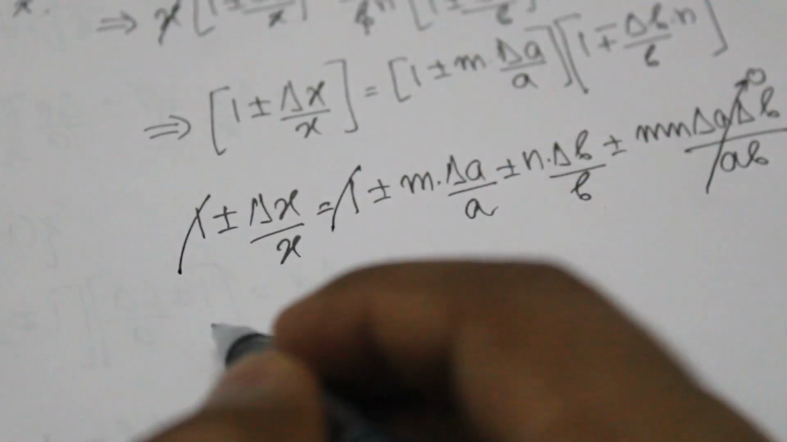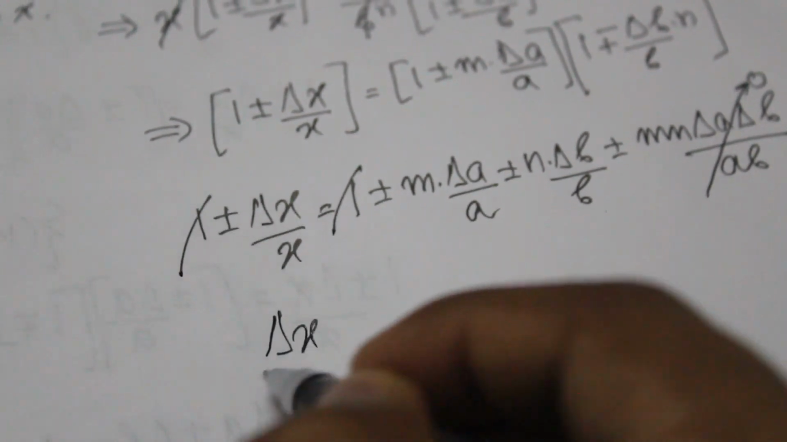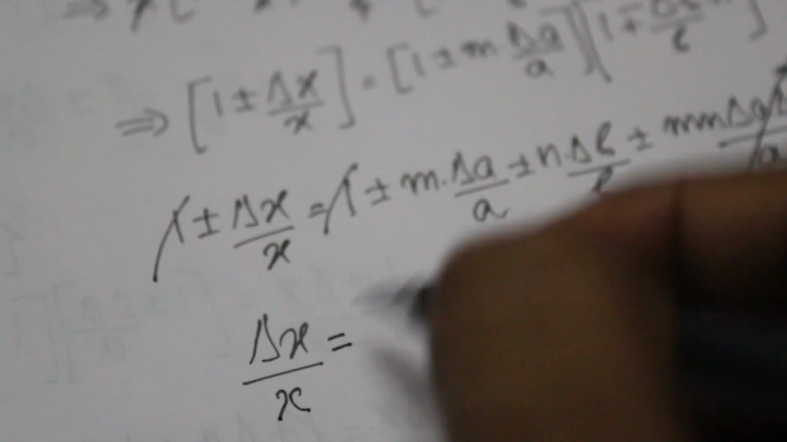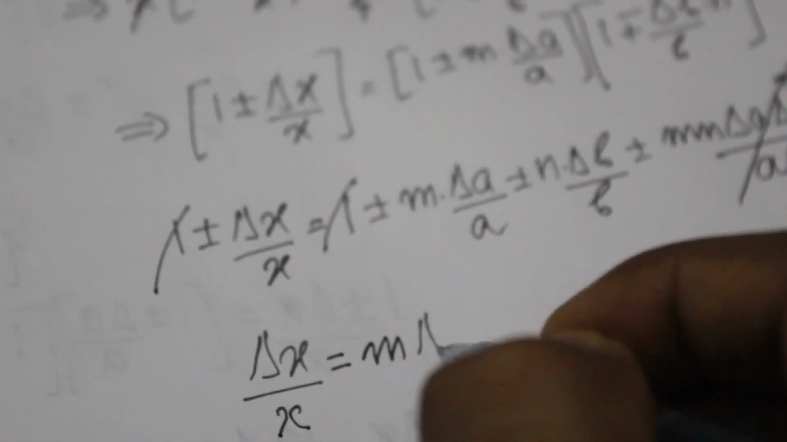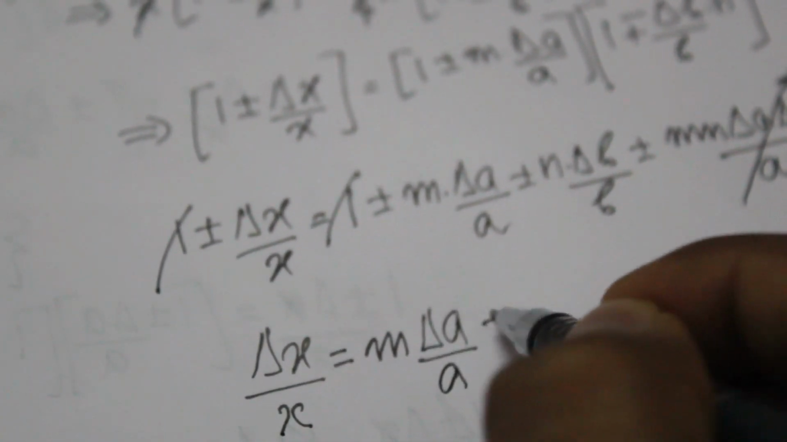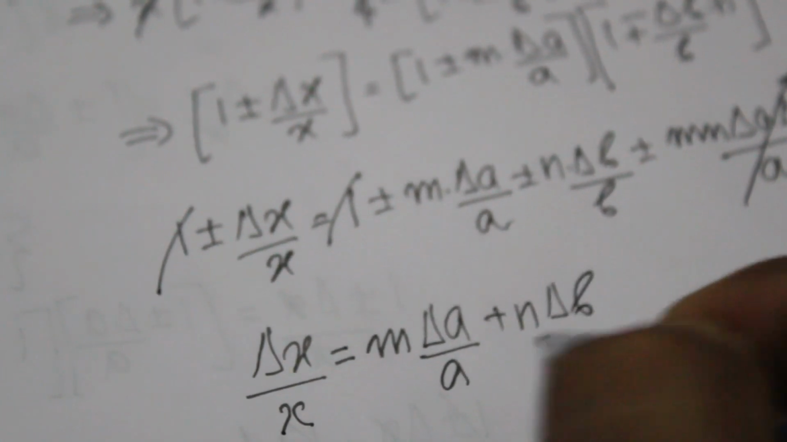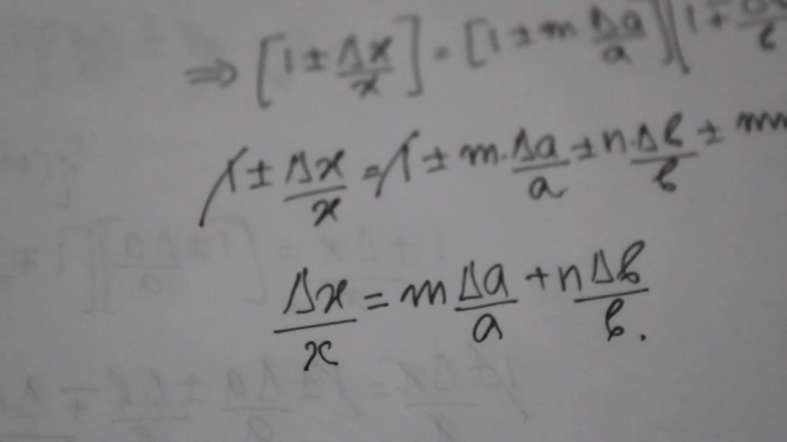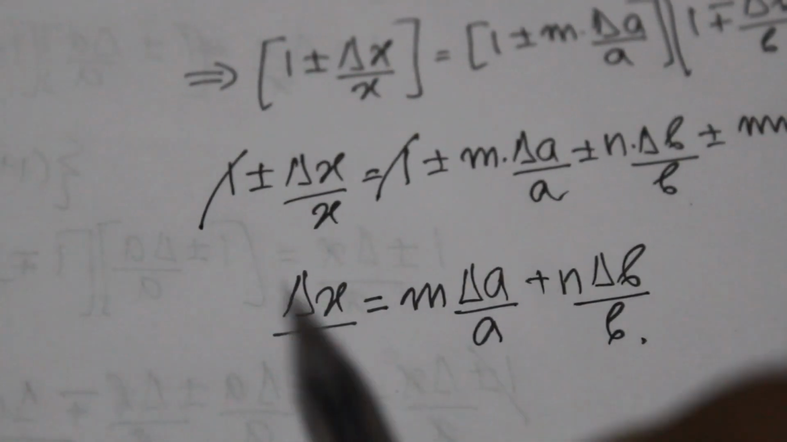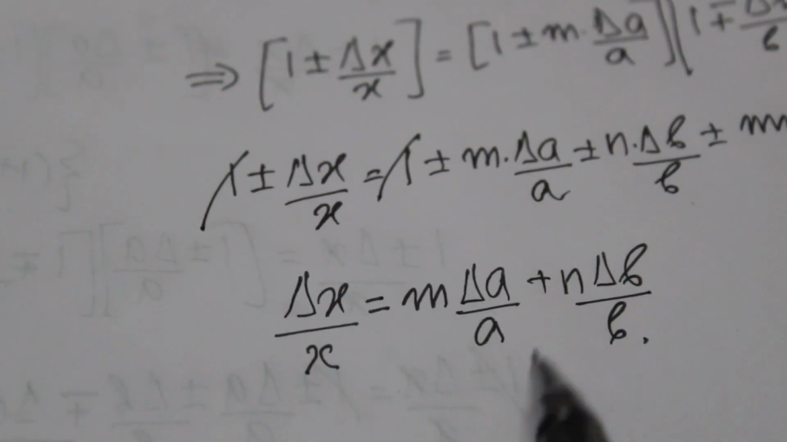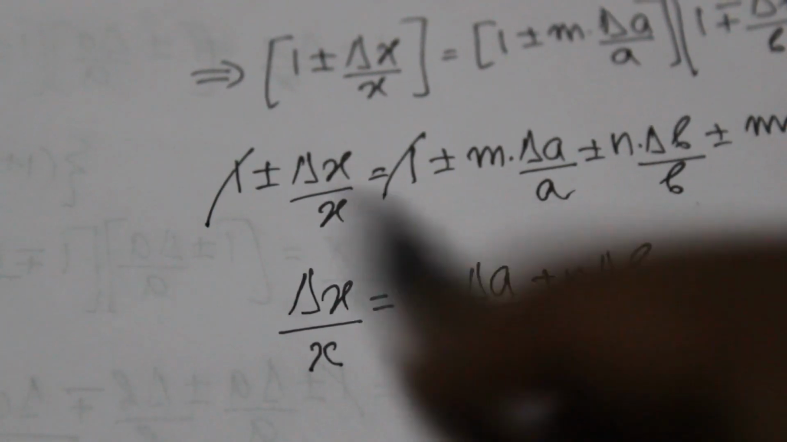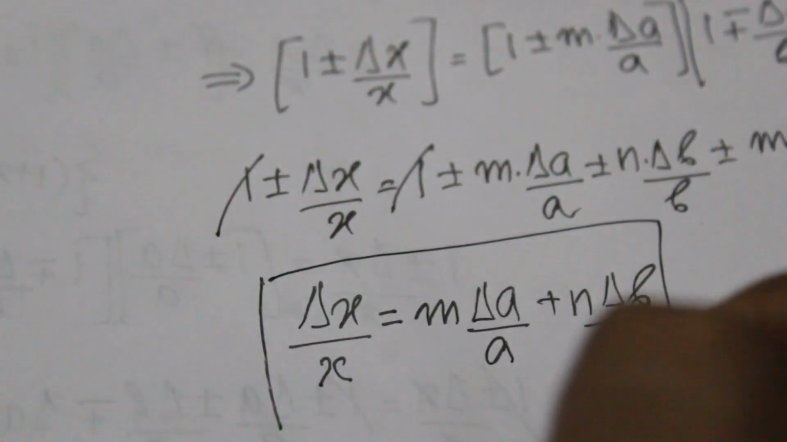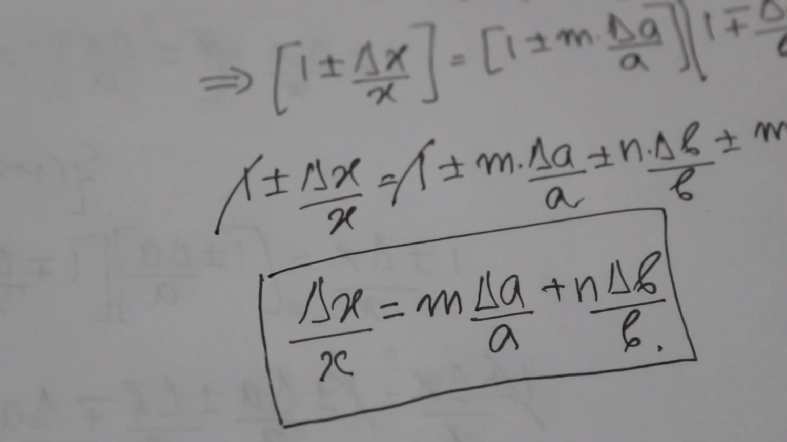Cancelling out 1, we finally get delta x upon x is equal to m delta a by a plus n delta b by b. So in case of power, what we do is we multiply the power with the error of each quantity. So using this, we can find out the error in case of a power.